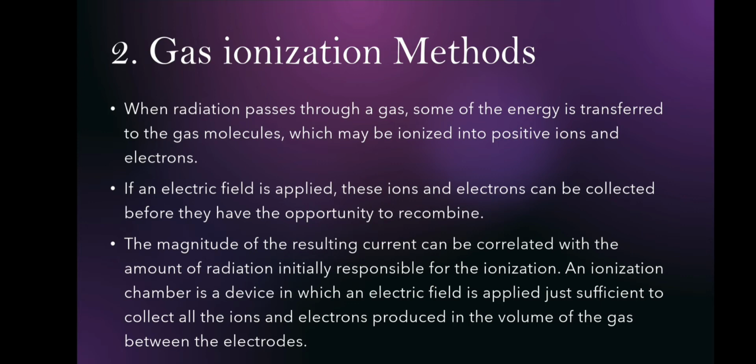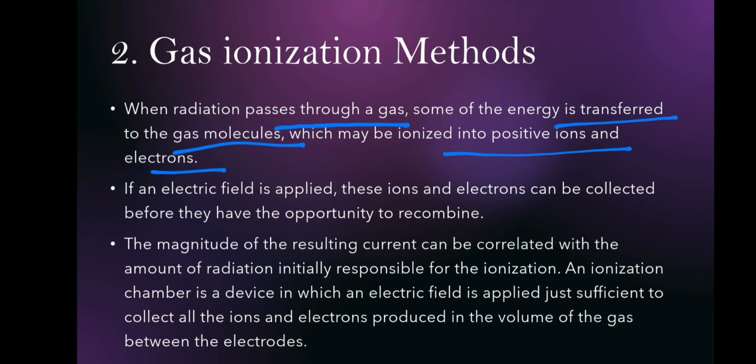So in this video I am going to explain the gas ionization method for the measurement of radioactivity. So what happens in gas ionization method? In gas ionization method, when radiation passes through a gas, some of the energy is transferred to the gas molecules, which may be ionized into positive ions and electrons. So when radiation falls on a gas, the radiation will change the gas into positive ions along with the production of electrons.